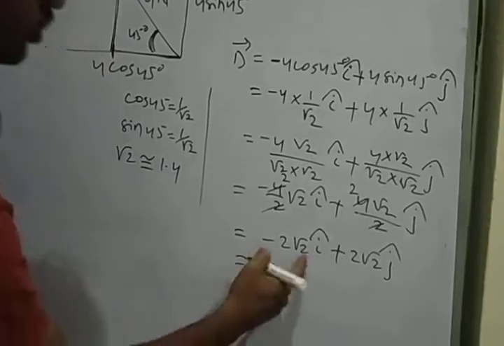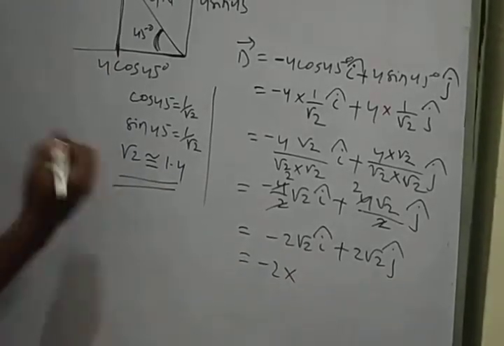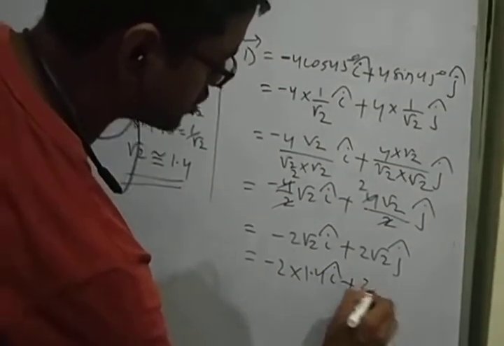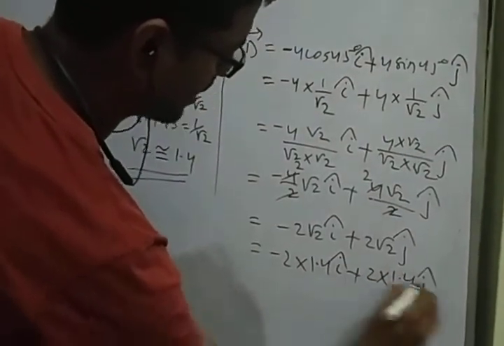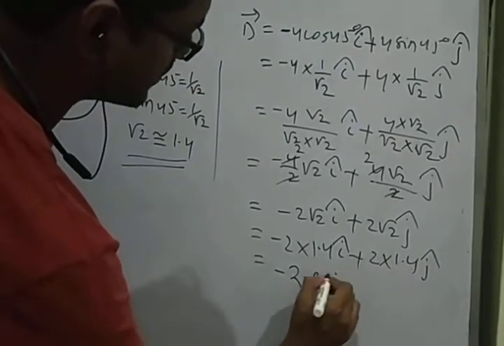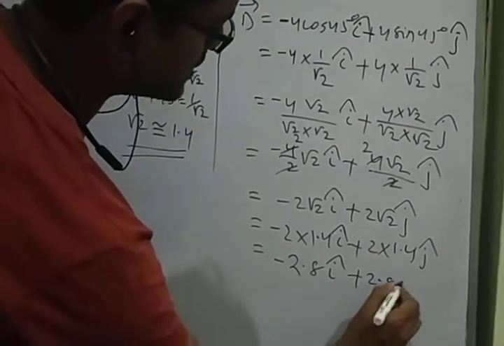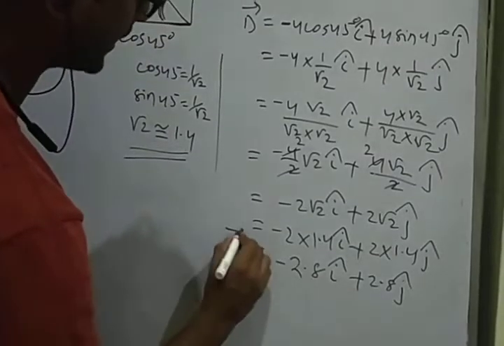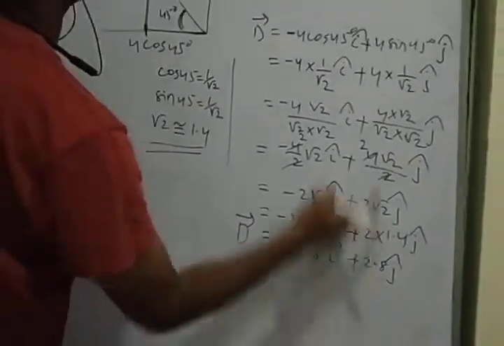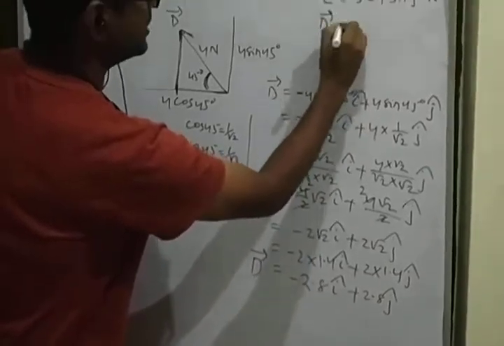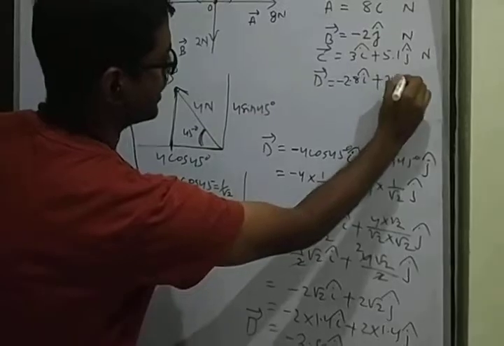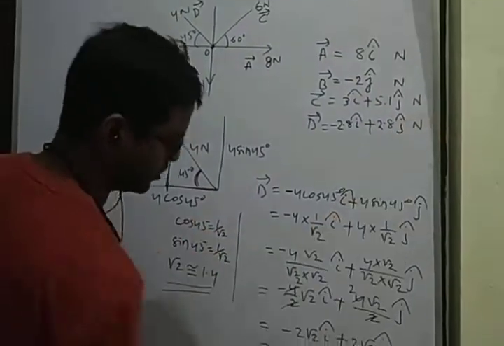However, I can put the root 2 value as 1.4 approximately. So minus 2 into 1.4 i cap plus 2 into 1.4 j cap. So 14 2s are 28, so minus 2.8 i cap plus 2.8 j cap. So I got my D vector as minus 2.8 i cap plus 2.8 j cap. So I am writing here, D vector is minus 2.8 i cap plus 2.8 j cap Newton.